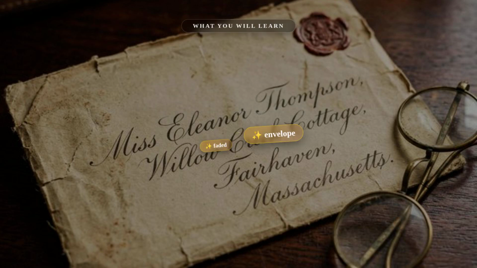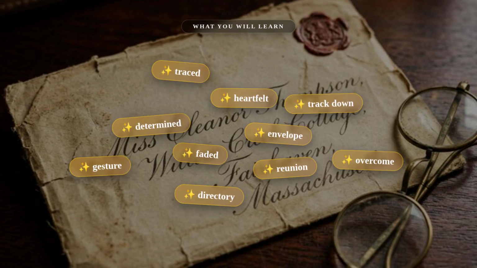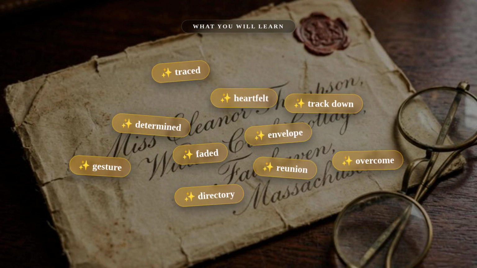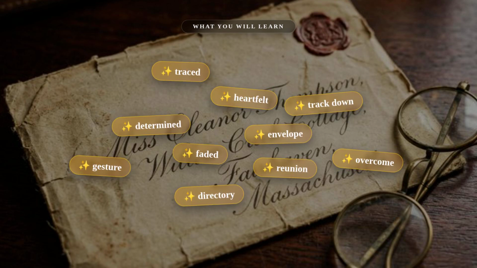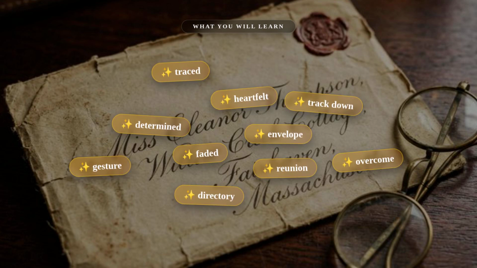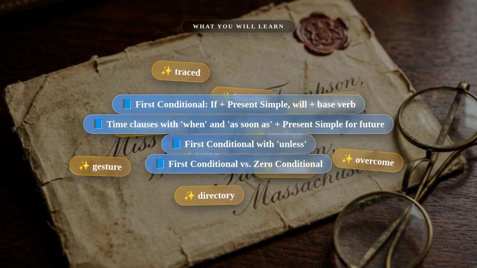In this lesson, we have a beautiful, emotional story. A young woman named Sarah finds an old letter that was never delivered, and she decides to return it to the person it was written to. By the end of this lesson, you will know 10 new vocabulary words, and you will master the first conditional, the grammar of future possibilities and plans. If you learn this structure, you will be able to talk about the future with confidence.